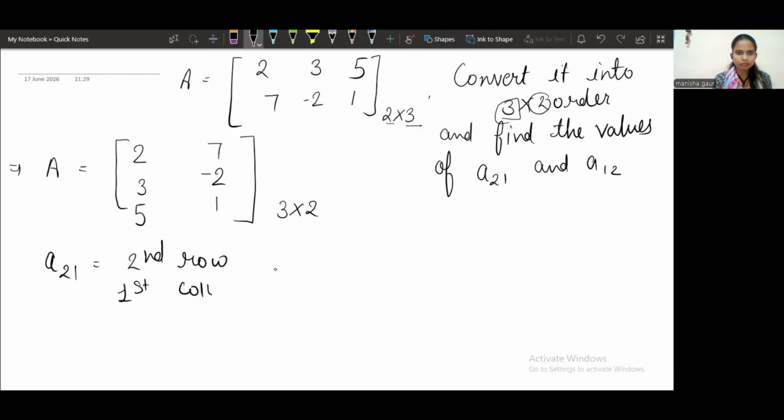Now look at the table. This is our second row and this is our first column. Second row, first column. So here the element is 3. Answer is 3. If we talk about a12, that means first row and second column.